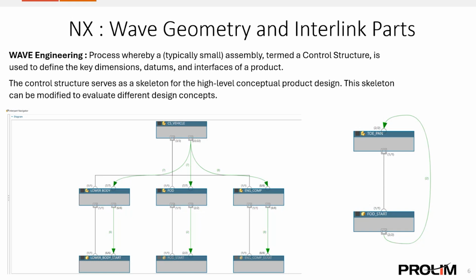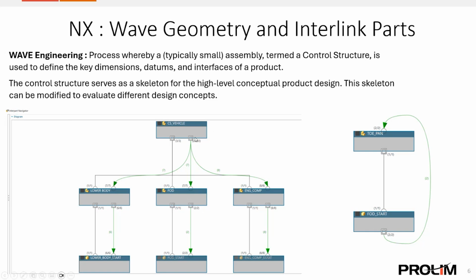Well, the control structure is your very top level. That is, it has some key dimensions in it, maybe datums, maybe the interface of a product. So let's say a vehicle here. Maybe you have some restrictions. Maybe you have a height restriction, width restriction. Maybe you're looking at some length restrictions. So those particular datums and restrictions and stuff like that are in your top level.